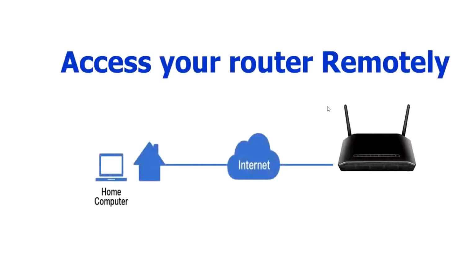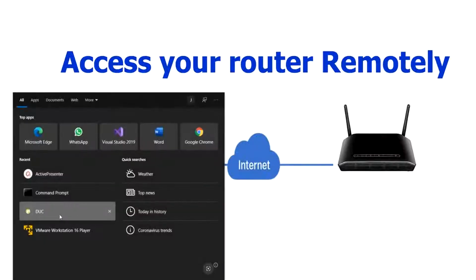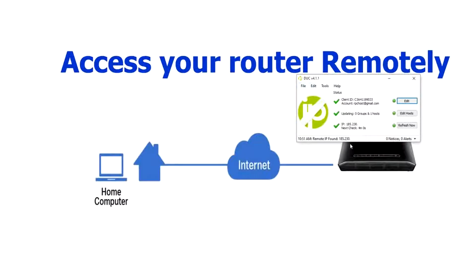In this video, I'm going to show you how to access your router remotely from the internet. First, you need to have a remote IP on your machine. I will leave you a link explaining how to obtain a public IP with the help of NoIP. I already have it installed, so I will just open it. As you see here, this is my public IP.